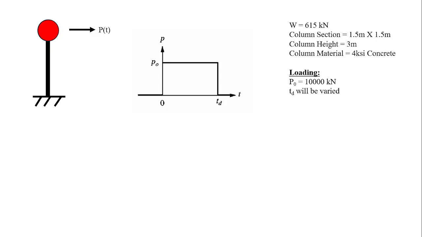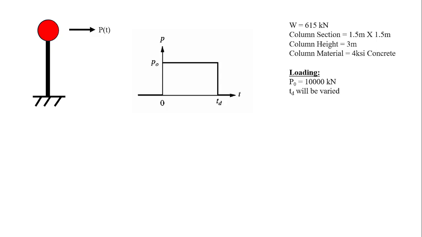of td. The maximum value of force, which is P naught, will be equal to 10,000 kilonewton, and the td will be varied in different stages of the analysis. Then the problem considered has a weight of 615 kilonewton, and the column section will be 1.5 meter rectangular, 1.5 meter square. The height of the column will be 3 meter, and the column material will be 4000 psi concrete.